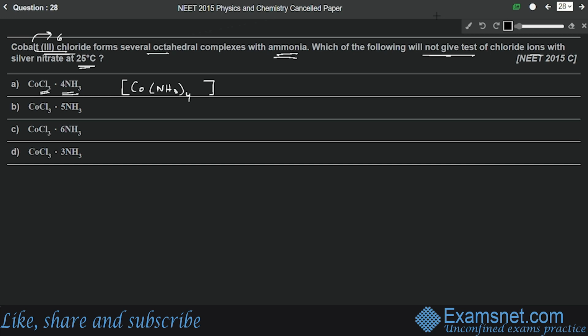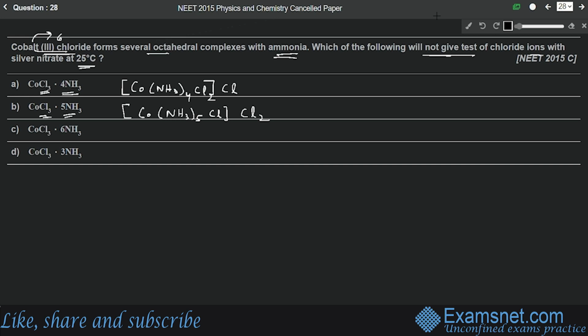And then 2 chlorines can be there, because maximum 6 can be there. So 1 chlorine is left that will move outside the coordination sphere. Then in the second one, 5 ammonia and 3 chlorine. So this is cobalt, NH3 5, and one more. So 1 chlorine can be present and 2 chlorines will move outside the coordination sphere.